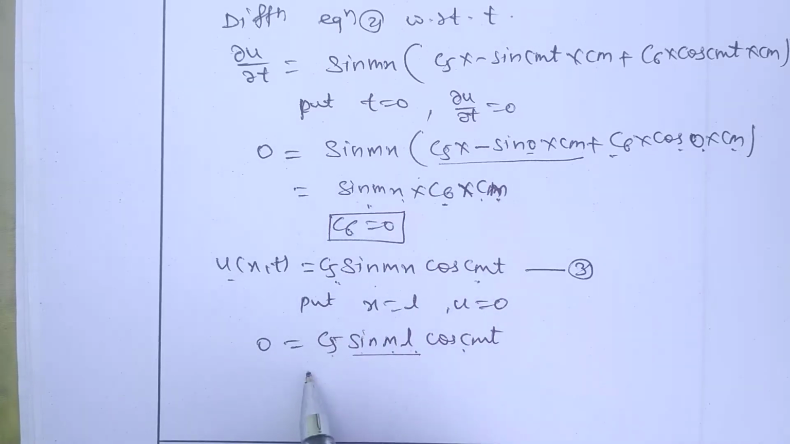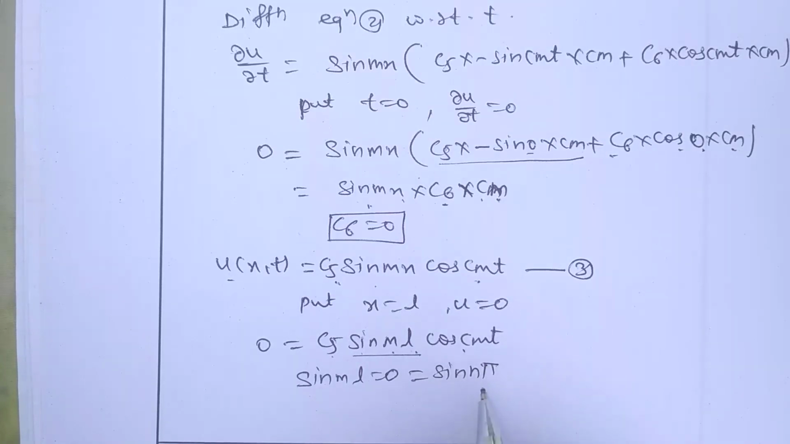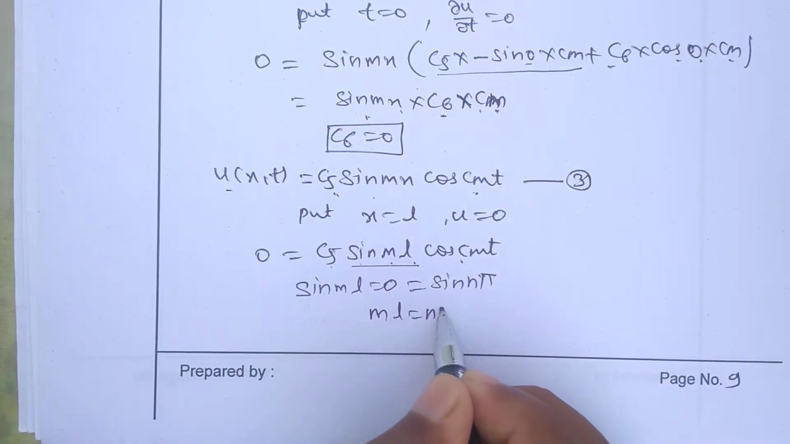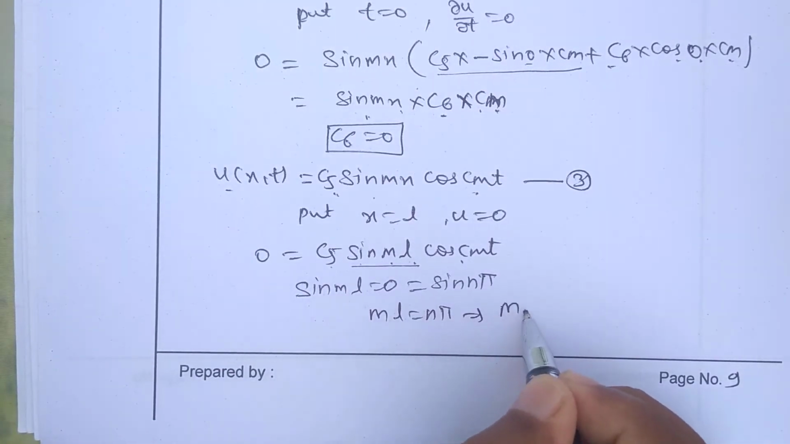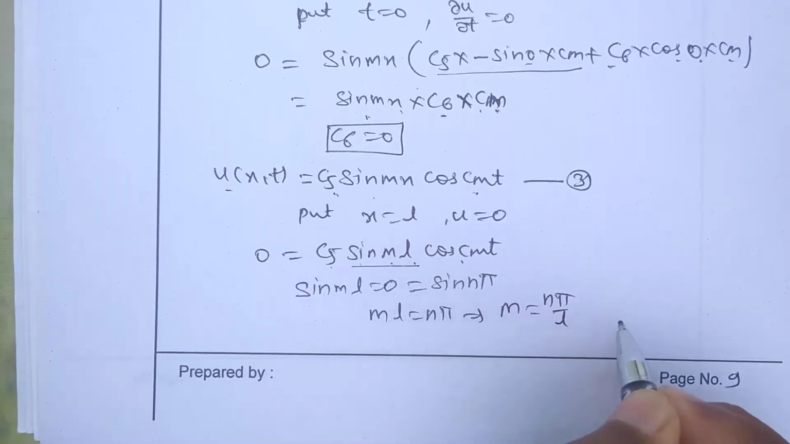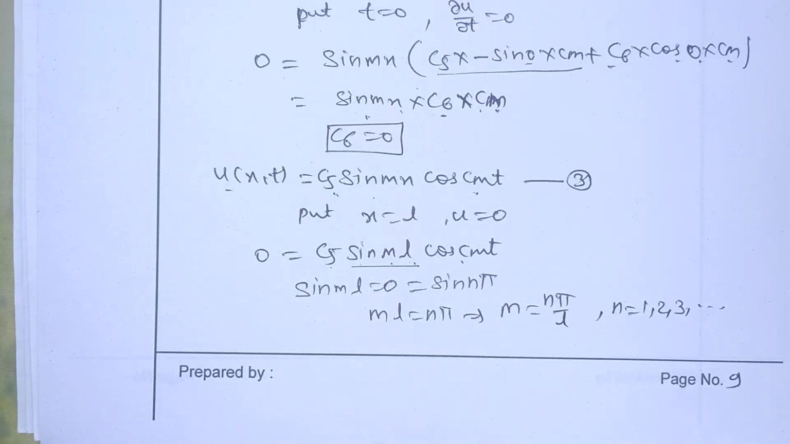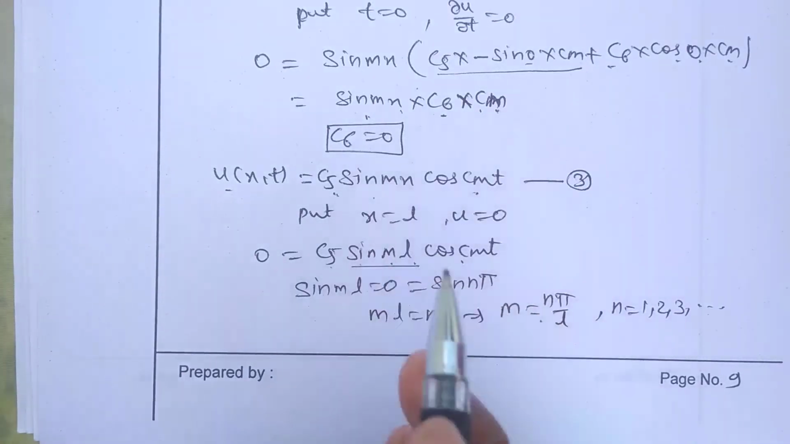So sin mL is 0, and that is sin n pi, because sin n pi is also 0, for n is equals to 1, 2, 3 like that. So we will get mL is equals to n pi. This implies m is equals to n pi by L, where n is equals to 1, 2, 3 dot dot dot. Put the value of m in equation number 3.